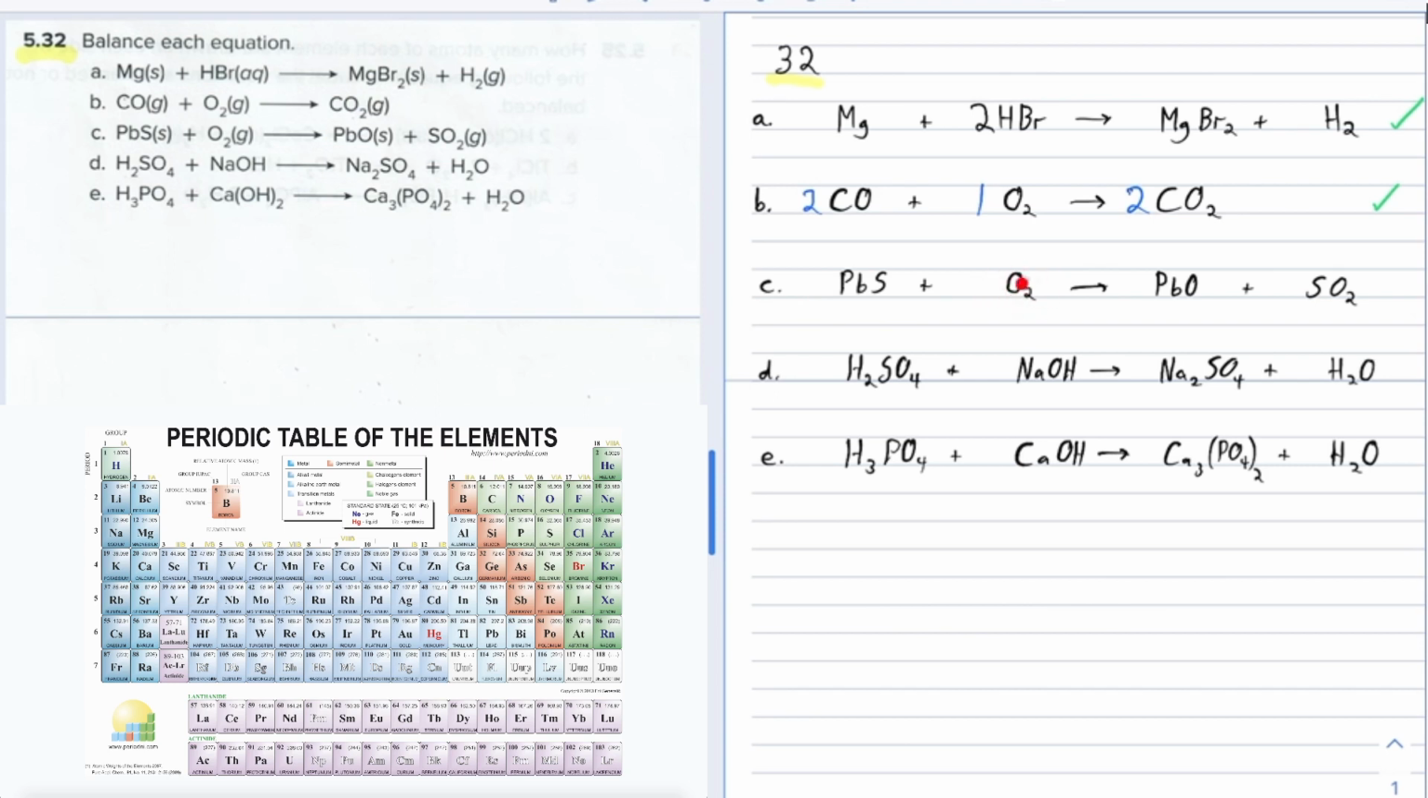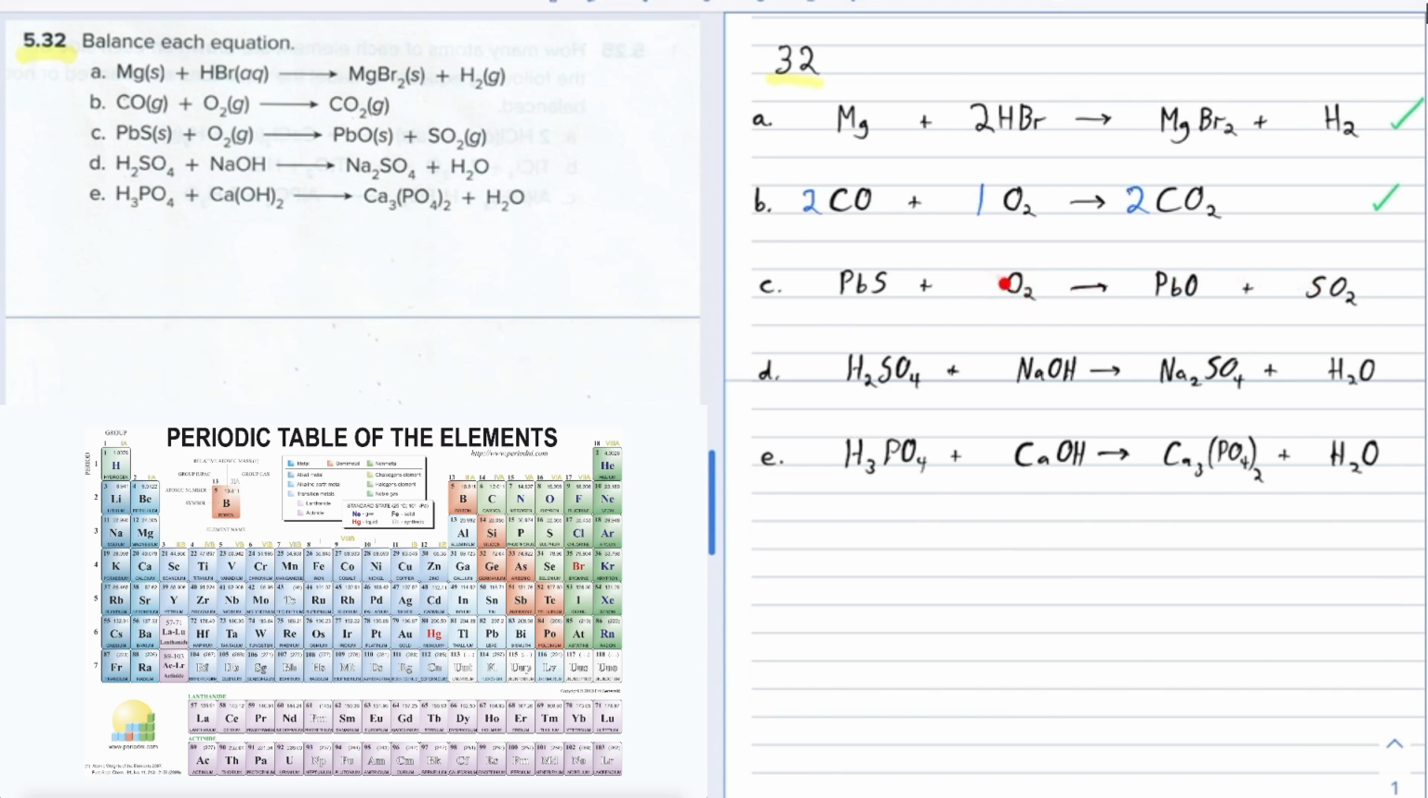Here you got oxygen by itself again, and let's see if we need to balance anything else. Okay, looking at the lead, you got one lead on the left, one lead on the right. So lead is good. Sulfur, you got one sulfur on the left, one sulfur on the right. Sulfur is good. What about the oxygens? You got three oxygens on the right, only two oxygens on the left. So oxygen's by itself, we can always fix it. Okay, you got 3 over here and 2 over here.